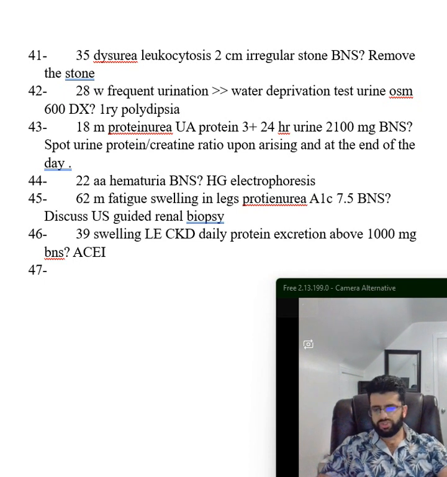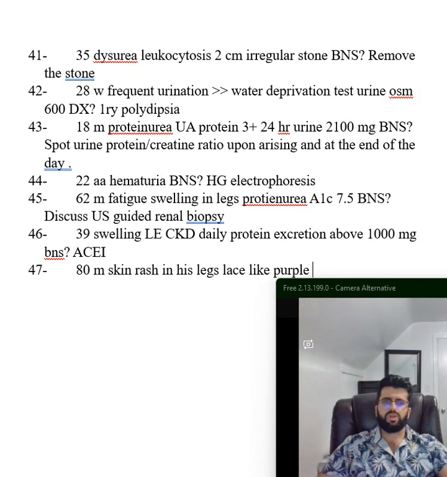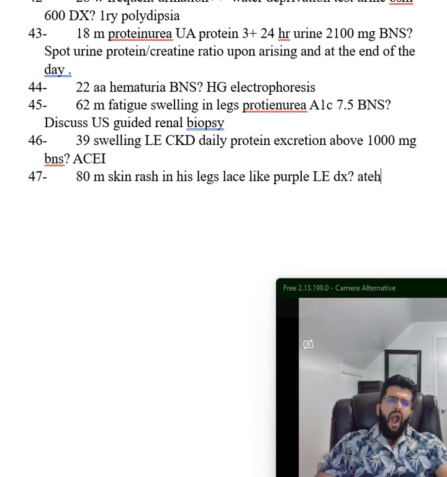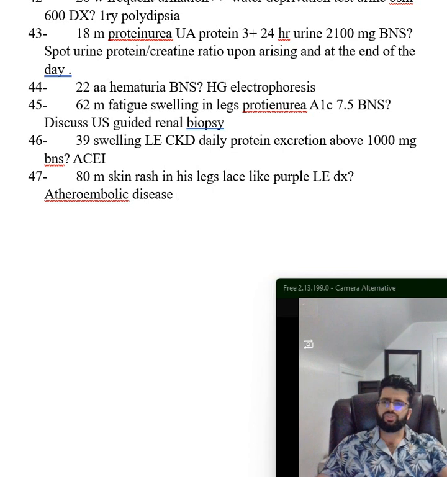Now this other case is interesting. You see an 80-year-old man who comes in with a skin rash on his legs, and there's lace-like purple discoloration of the lower extremities, purple lower extremities. What's the diagnosis of this patient? This one is atheroembolic disease. This can happen after a bone fracture or many other reasons that could cause atheroembolic disease.